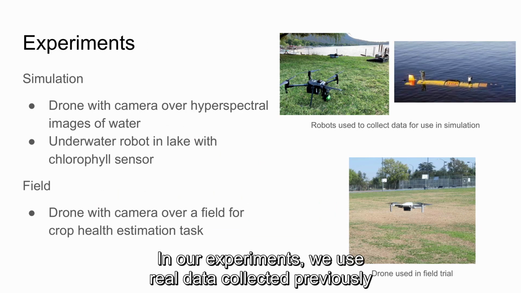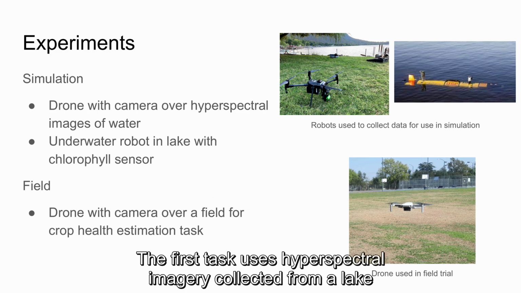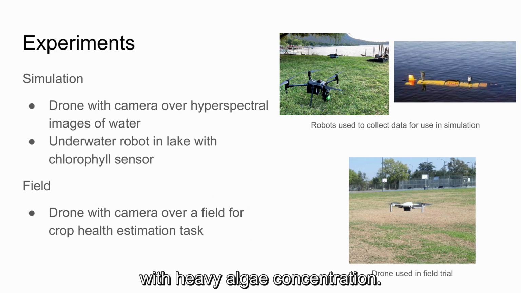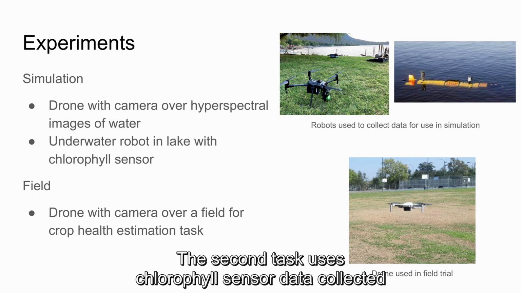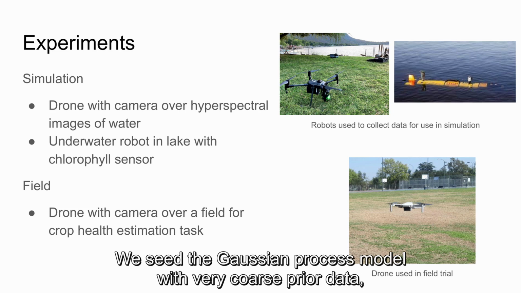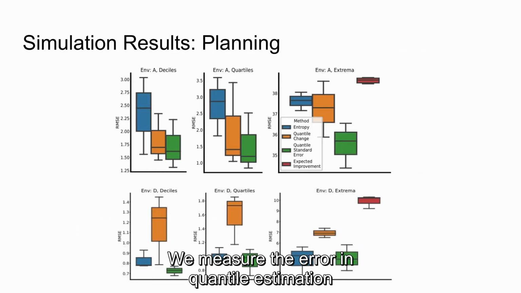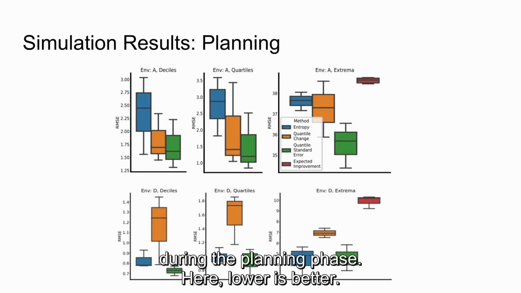In our experiments, we use real data collected previously from natural environments. The first task uses hyperspectral imagery collected from a lake with heavy algae concentration. The second task uses chlorophyll sensor data collected from a reservoir using an autonomous underwater vehicle. We seed the Gaussian process model with very coarse, evenly distributed prior data. This represents something like a satellite image as prior info. We measure the error in quantile estimation during the planning phase.